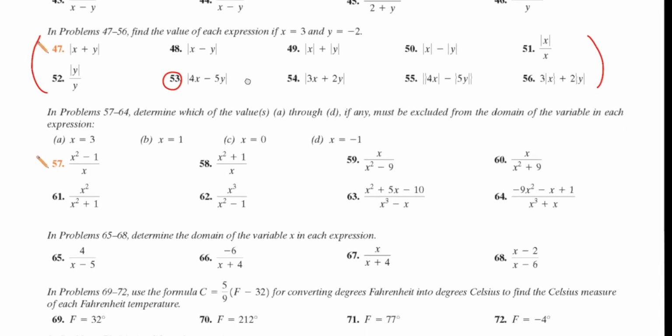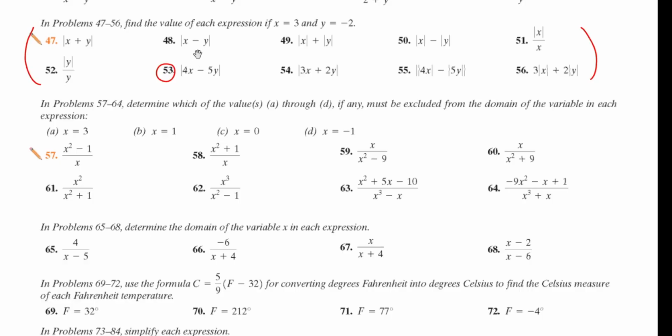The only thing different on this is the absolute value, all right? The other ones didn't have absolute value. This one does. What does that mean to have absolute value? It means whatever you do inside of the absolute value, your answer is going to be positive.